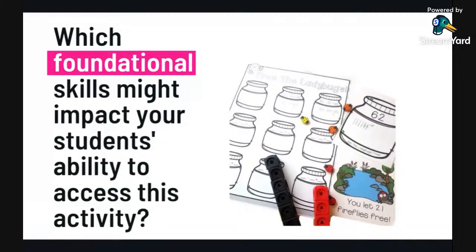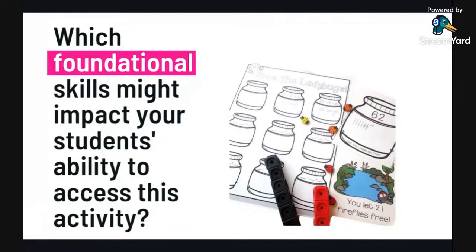But I want you to think about which foundational skills might impact your students' ability to access this activity. If you have students who couldn't build the number 62 with linking cubes, they're not going to be able to access this activity, even at the concrete level. If you have students who aren't able to count by tens, they're not going to be able to access this activity, even at the concrete level.